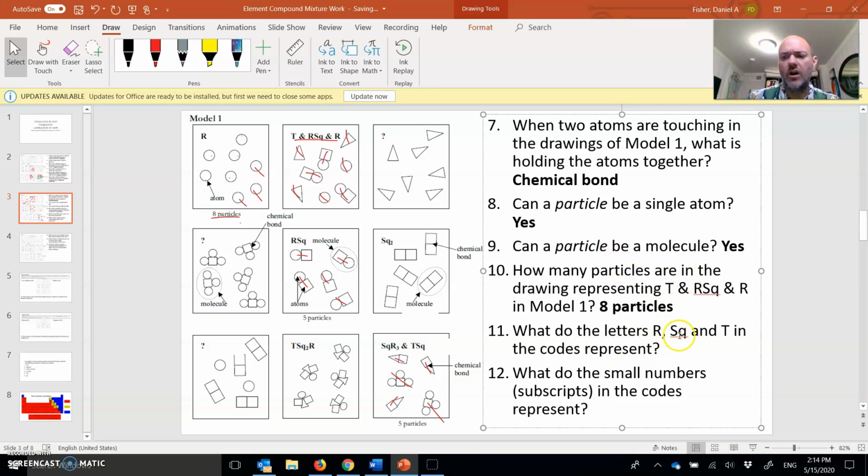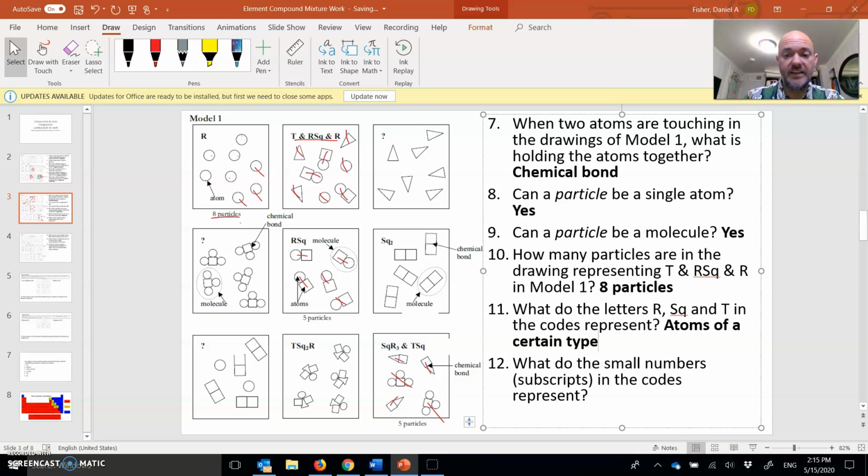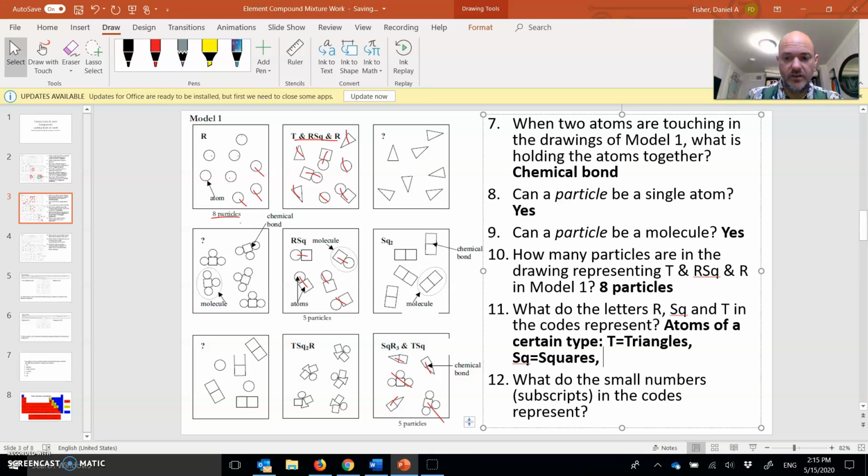What do the letters R, SQ, and T in the codes represent? So I talked about this a little bit on the last page, but let's think about that. What's the R represent? It represents the circles. SQ represents the squares. T represents the triangles. They all represent atoms of a certain type, right? T equals triangles. SQ equals squares. And R equals circles.